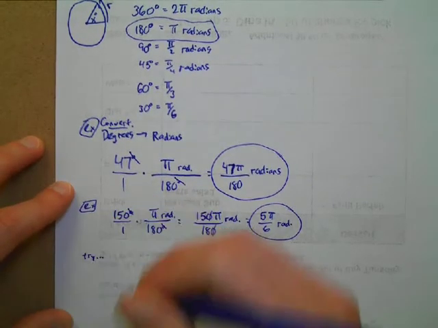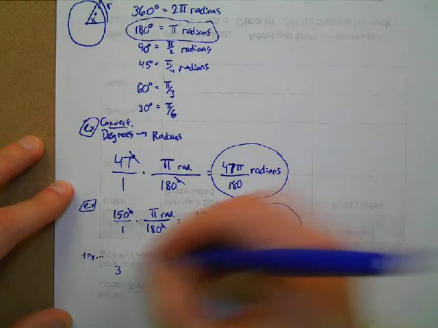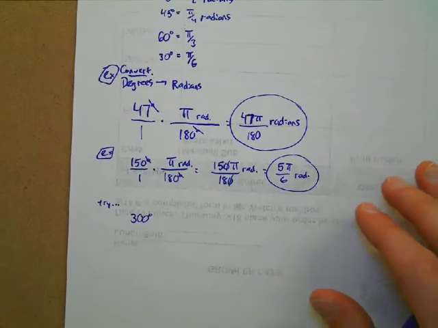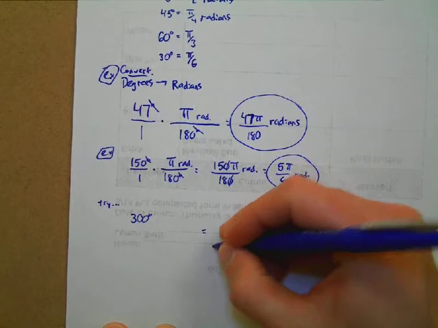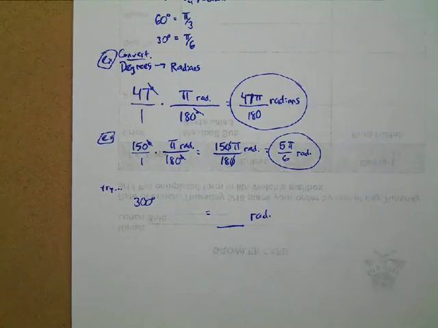All right, let me have you guys try one here. How about you try 300 degrees, and I want you to convert that into radians. Go ahead and give that a try. I got my 2 examples up there. Once we do that, we'll talk about radians to degrees. We'll convert backwards too. And then we'll finish up our talk about trigonometry and right triangles and stuff.